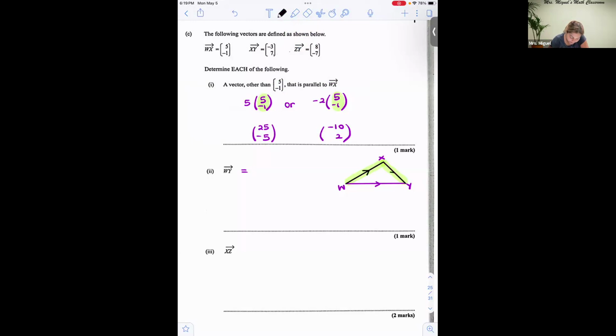And we're using the triangular law of vectors. Now look at the marking scheme, right? This is one mark, this is one mark. So that means the level of difficulty shouldn't be too bad at all because it's just 1 mark.